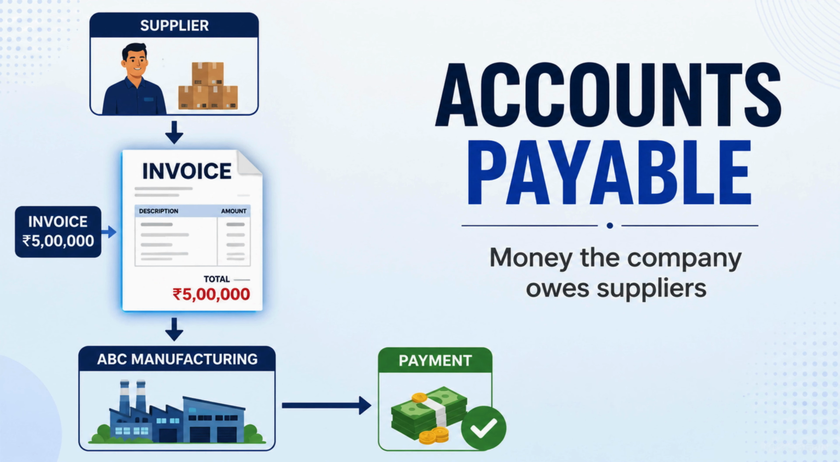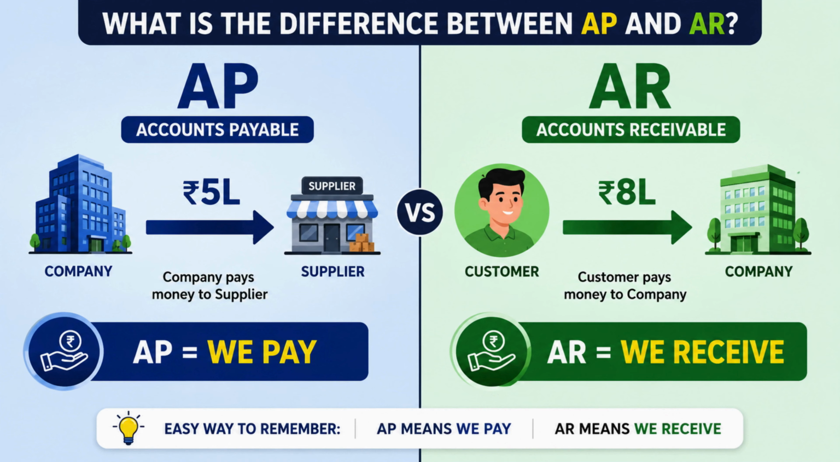Question 2. What is the difference between AP and AR? AP means accounts payable, while AR means accounts receivable. AP represents money the company needs to pay suppliers. AR represents money customers need to pay the company. For example, if ABC buys materials from XYZ for 5 lakh rupees, ABC needs to pay XYZ. That's accounts payable. If ABC sells products worth 8 lakh rupees to a customer and hasn't received the money yet, that's accounts receivable. An easy way to remember it is AP means we pay and AR means we receive.